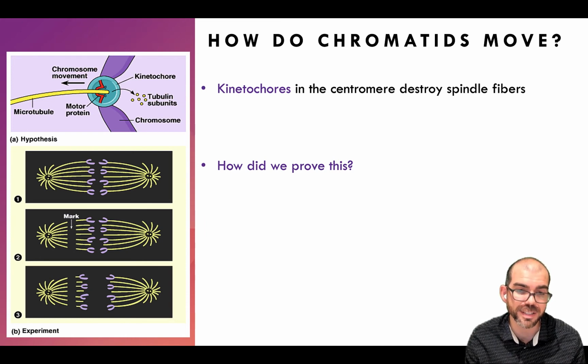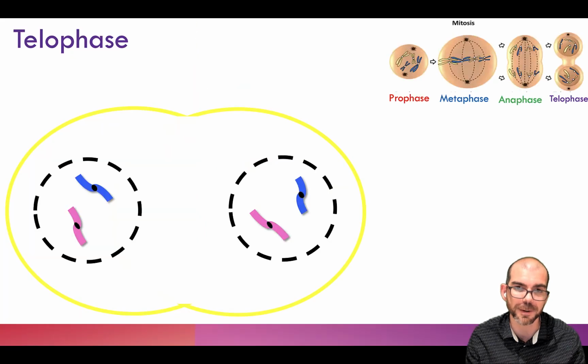What does that tell us? That tells us that the spindle fiber is not pulling the chromatids, because otherwise they'd stop moving entirely, but instead the kinetochore is breaking them down, and that movement is what's causing it to move to the opposite side.